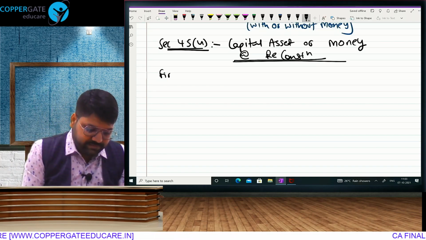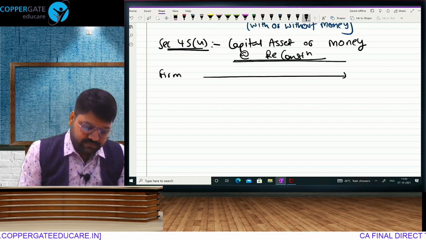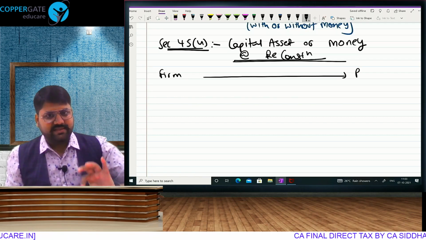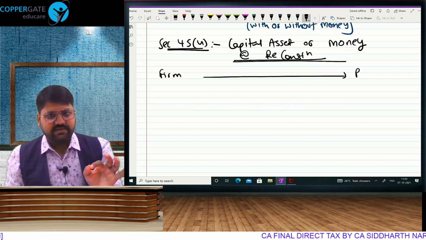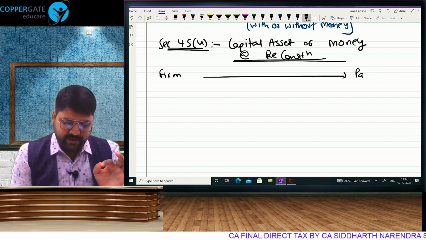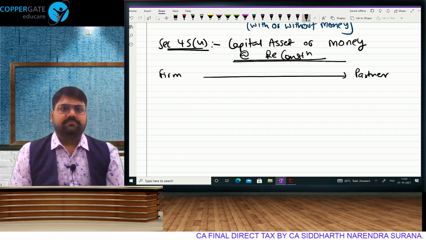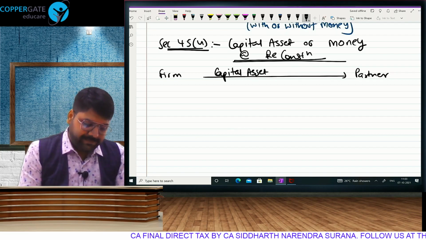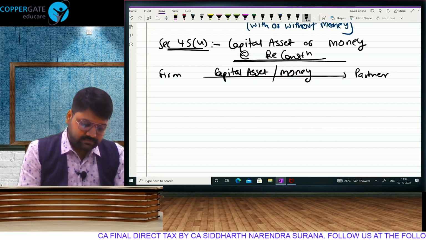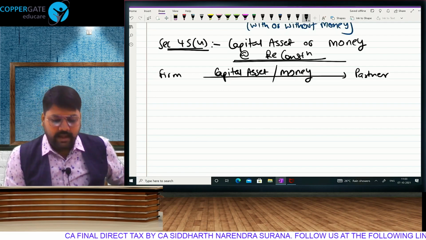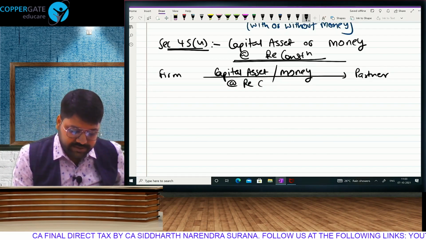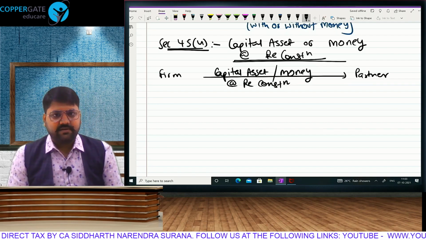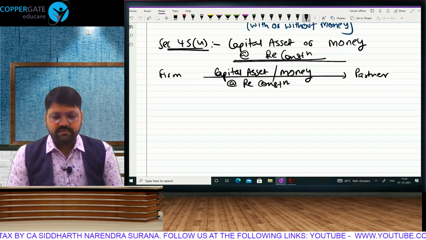There is a partnership firm which has transferred, and by the way, I am writing firm in my example. Are we clear that along with firm we will also cover the partner? This partner is getting capital asset or money. At which occasion? Change in constitution, reconstitution, that is admission or retirement. At least one old partner should continue.